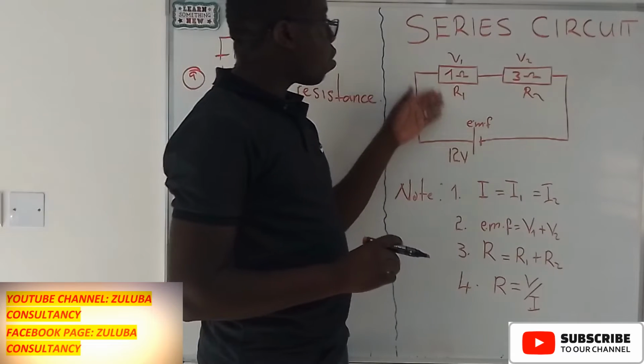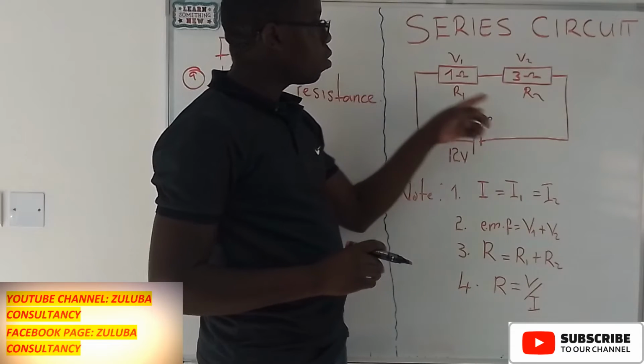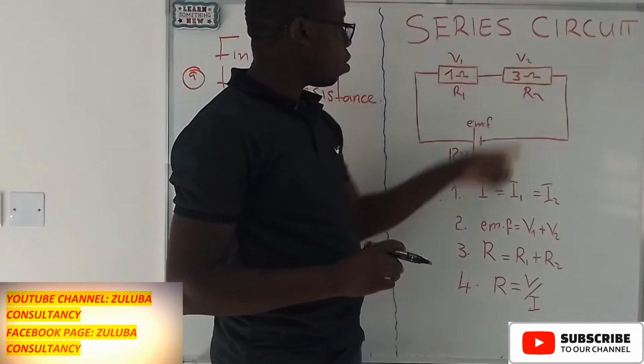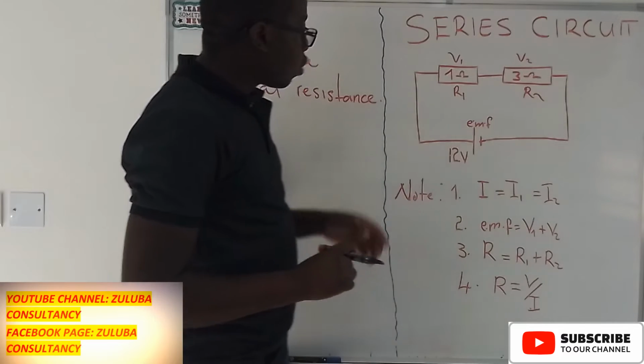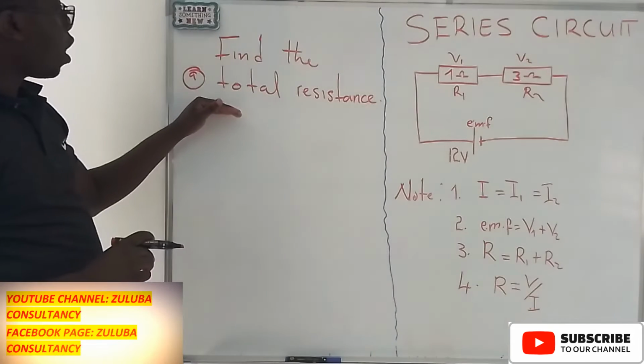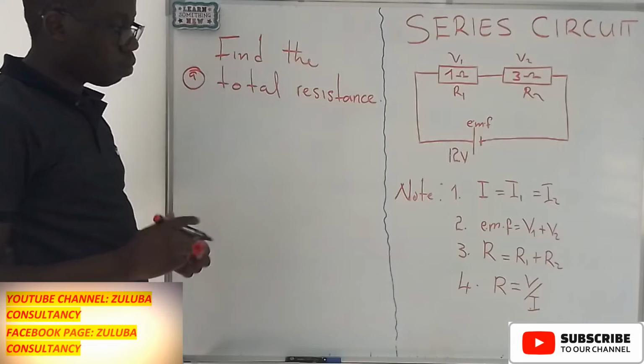So you can see from the example here, we have the first resistor has 1 ohm, the second resistor has 3 ohms. Then the EMF is 12 volts. So let's see the first question that we have. It is asking us to find the total resistance.